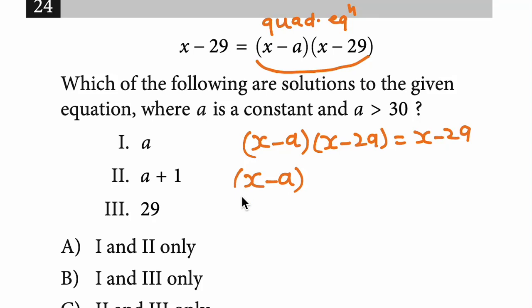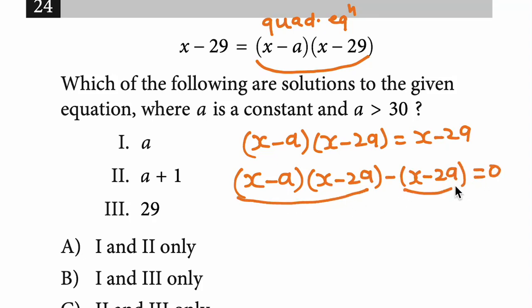Subtracting x minus 29 on both sides. Now this is one term and this is one term. So x minus 29 is common in both, so that will be taken out and we will be left with x minus a minus 1. Now again, this is very important. Sometimes in a hurry we make a mistake. We have taken x minus 29 as common and so we forget to write this negative 1 here. So we have to be very careful that 1 is a factor of it. So it has to be x minus a minus 1 is equal to 0.